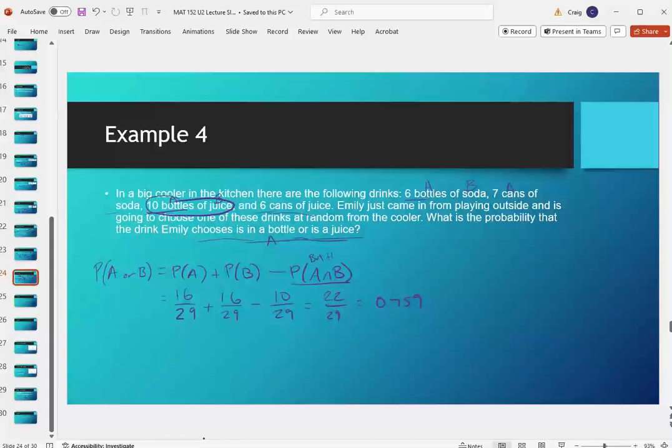So here's the thing to notice here. If we only use the first two, and we forget about the fact that we counted them twice, you get 32 over 29, which is greater than 1. This won't happen. That's how you know you made a mistake. It just won't happen.